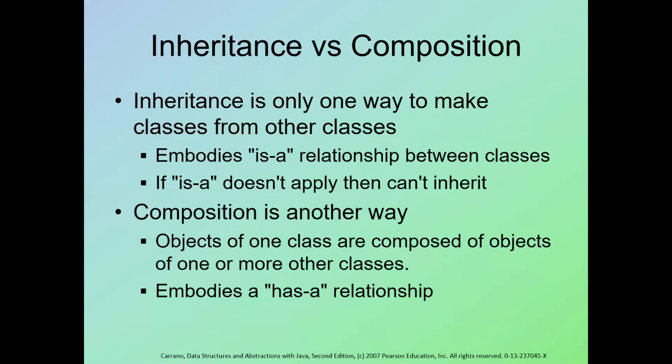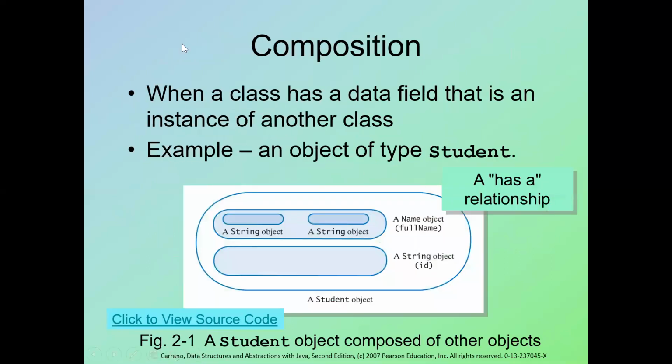Okay, so that's inheritance. And that's how you make classes from other classes if they're related. But another way to make classes from other classes is composition. Composition doesn't mean "is a". Composition embodies a "has a" relationship. So if you are making a driver's license class, a driver's license usually has an expiration date. So a license has a date in it, but a license is not a date, right? You can't say a license is a date because it doesn't make any sense. So when a class has a data field that is an instance of another class, that's called composition.